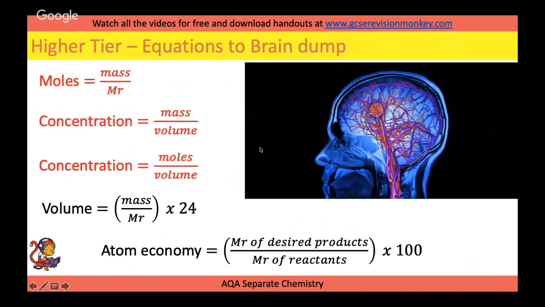So when we're talking about equations, we've brain dumped the first 3. And then we're going to brain dump a couple more. Volume equals mass over MR times 24 for a gas at standard room temperature and pressure. And you may know this by doing the calculation rather than having to memorize it, but atom economy is the relative formula mass of the products you want divided by the relative formula mass of the reactants times 100. So in this case then, that could be turned to moles. Okay, so it's the same thing. It's just linking that equation with this one down here.